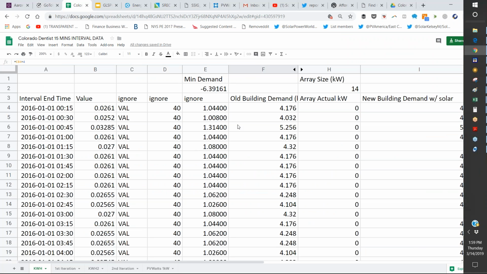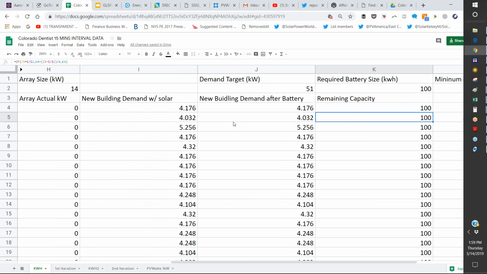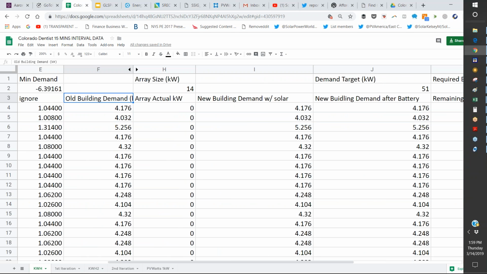And so you kind of have to riddle your spreadsheet a little bit to make sure that your interval data and your PV Watts data are the same. But once you have that, here I have my old building demand, and then here I have my array size, and I can toggle it around however I see fit. And that gives me my new building demand with my solar array added to it by basically subtracting the two from each other.